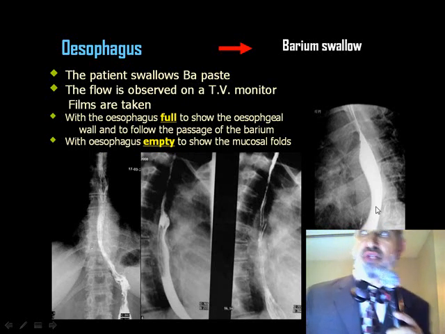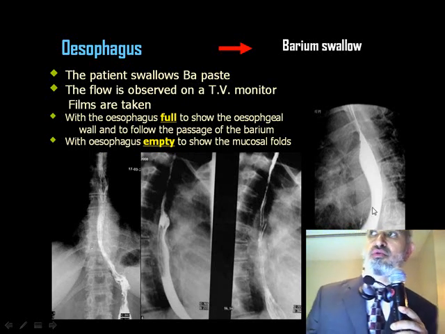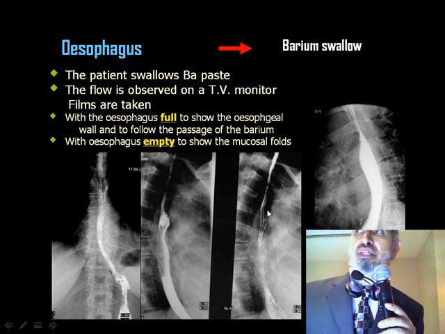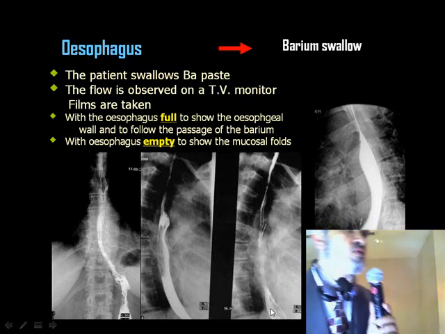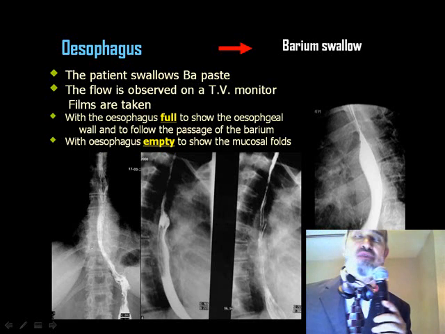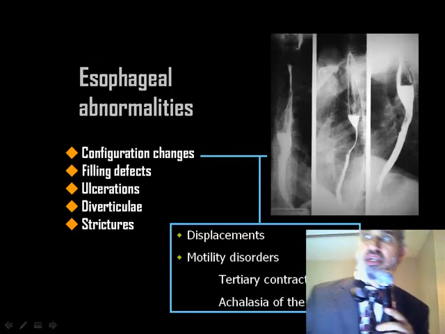You see the caliber which is normal, and the contour which is regular. But you look here at the esophagus which is empty of barium, and you can see the regular healthy mucosal pattern. And this is our aim. If we reach these two images, we can finish the examination.